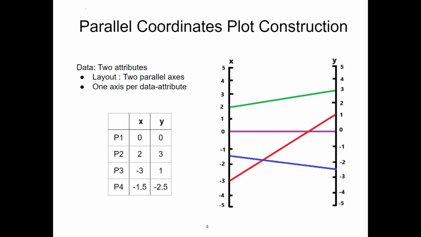For example, to draw the edge on the parallel coordinates that represents point 2, we move 2 units up from the origin on the x-axis, and we move 3 units up from the origin on the y-axis. Then we connect the point on the x-axis to another point on the y-axis with an edge.